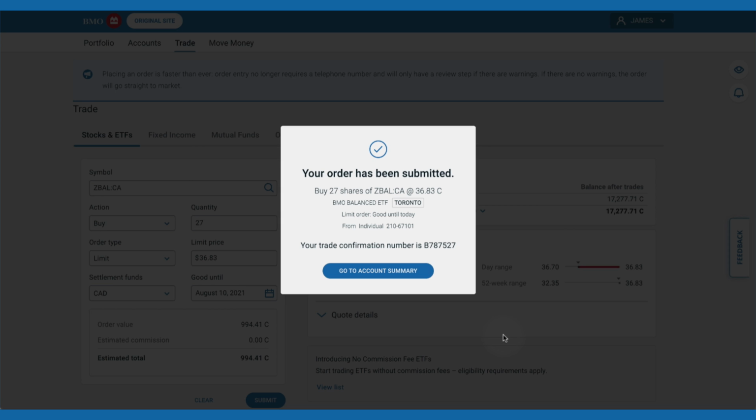Placing a trade can seem a bit intimidating at first, but after seeing it in action, you probably already feel a bit more confident to place your own first trade.